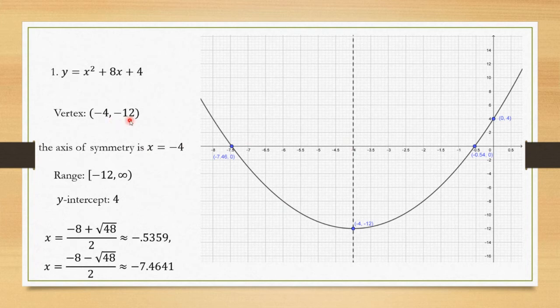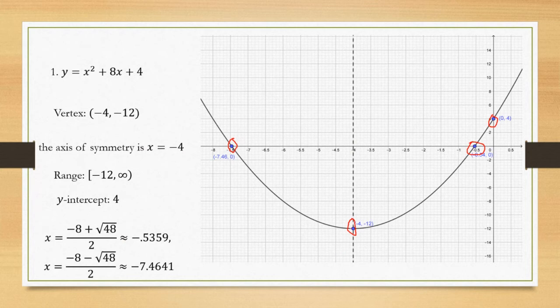But here we have this, -4, -12. Right, that's our vertex, which is, let me circle that. That's down here. We have our x-intercepts, as you can see. Yes, we do have x-intercepts. Well, we saw that already. We have our y-intercept, and so on.